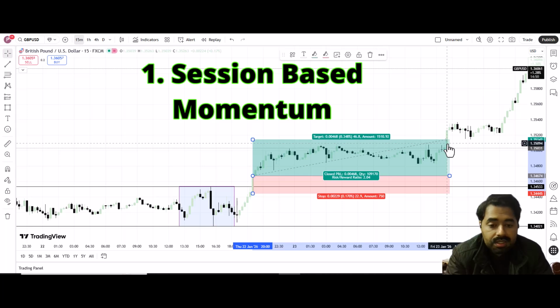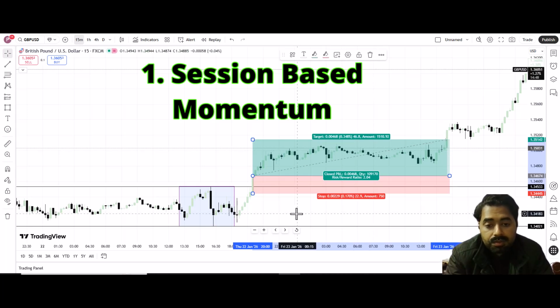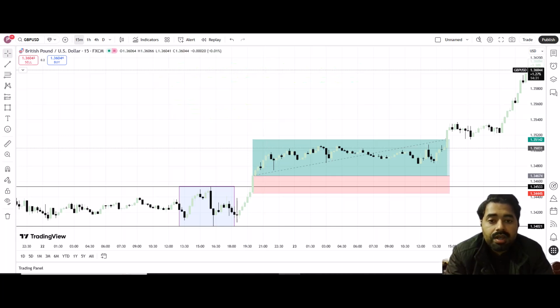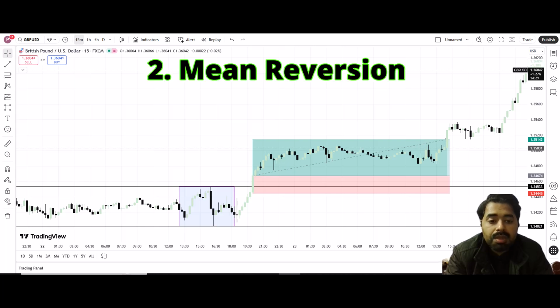But on the next, since you are a day trader, you must be looking to close the order on the same day. That you can do wherever you want. Basically you can trail your stop loss as well. So this is our first trading strategy. Okay, so now moving to the second trading strategy, which is mean reversion.